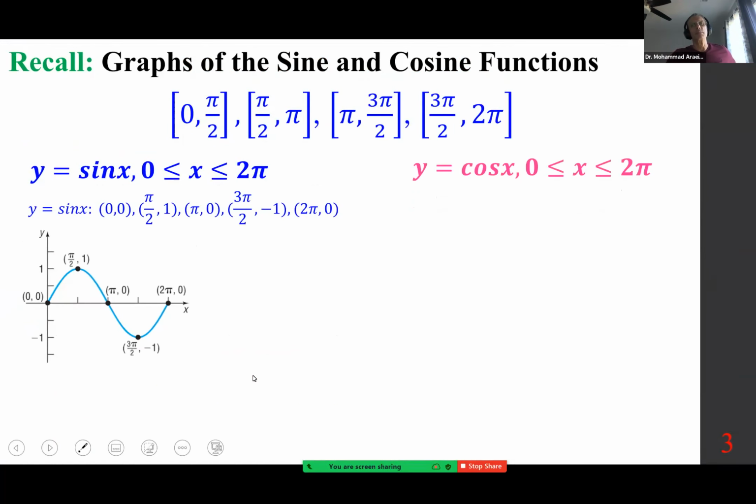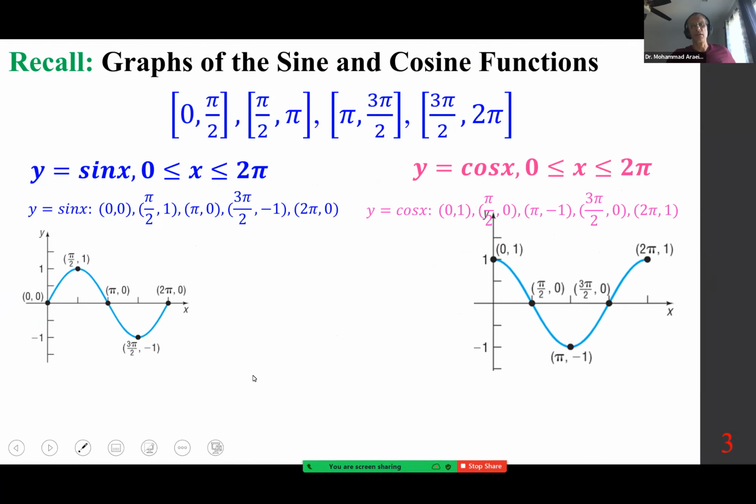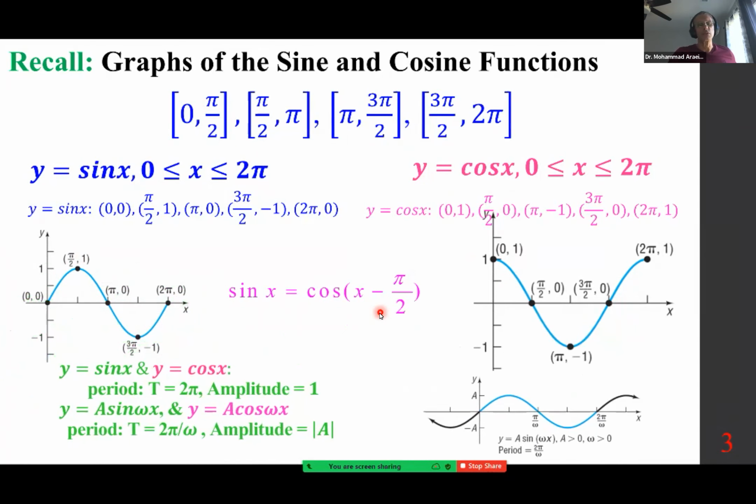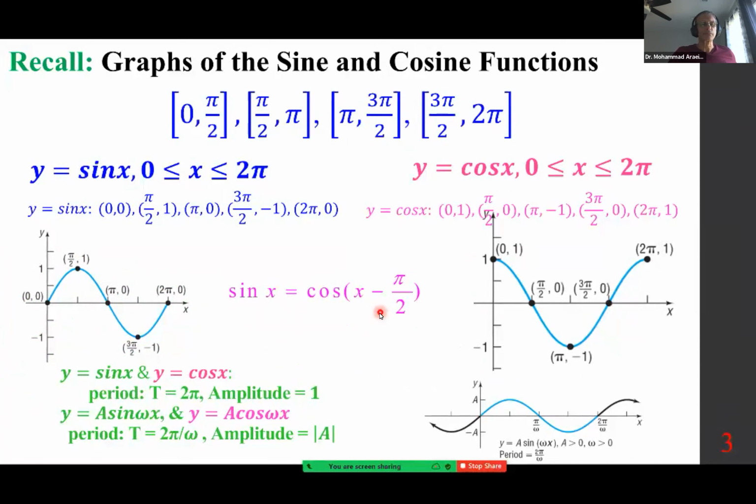Again, reminding everybody about the graph of a sine and cosine function. We basically have the period of 2 pi for the basic sine function and cosine function. We cut it into 4 pieces, 4 arcs. We established that sine x is cosine of x minus pi over 2. And in the case of y equals a sine omega x or a cosine omega x, the period, which is originally 2 pi, is now 2 pi over omega.